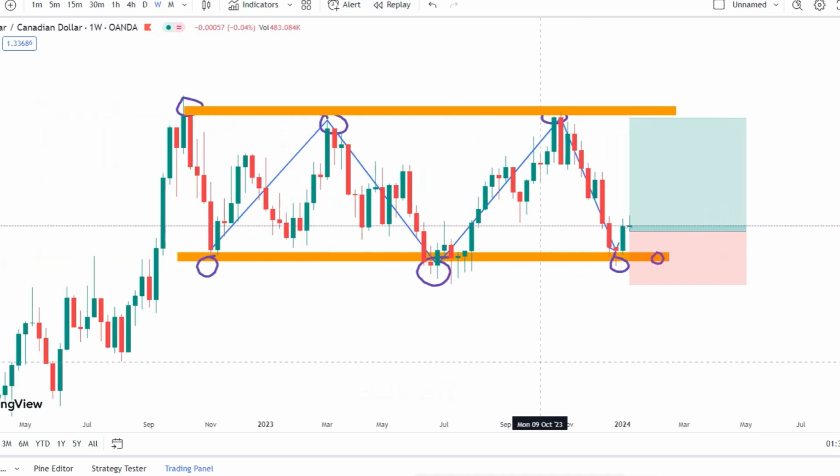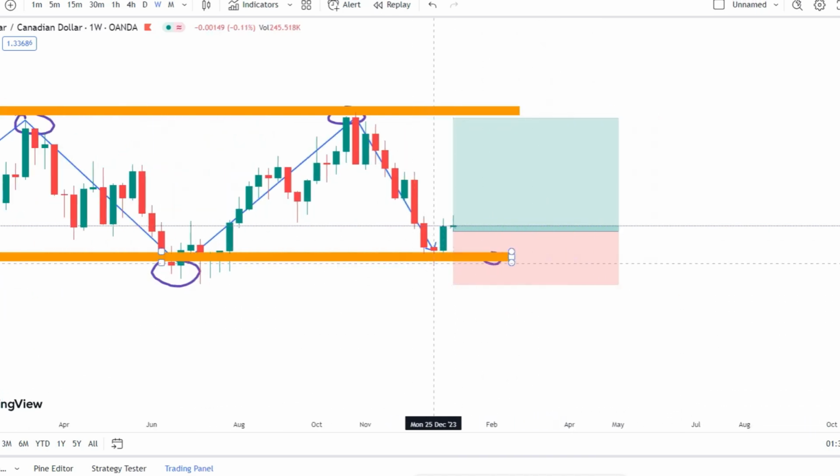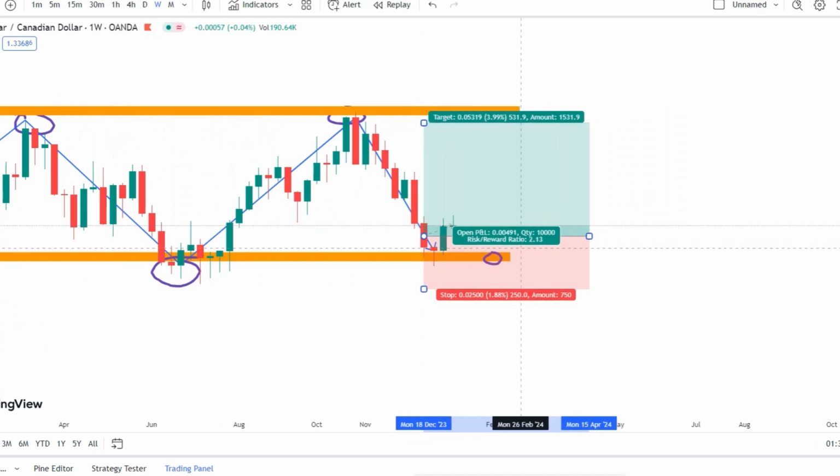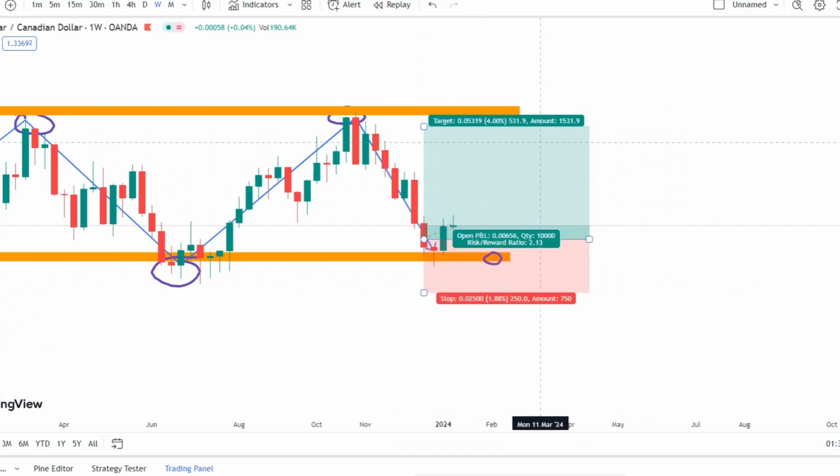And you can see that here we already got a confirmation candlestick right here, which means this is the confirmation that the market is about to shoot on uptrend up to this point right here.